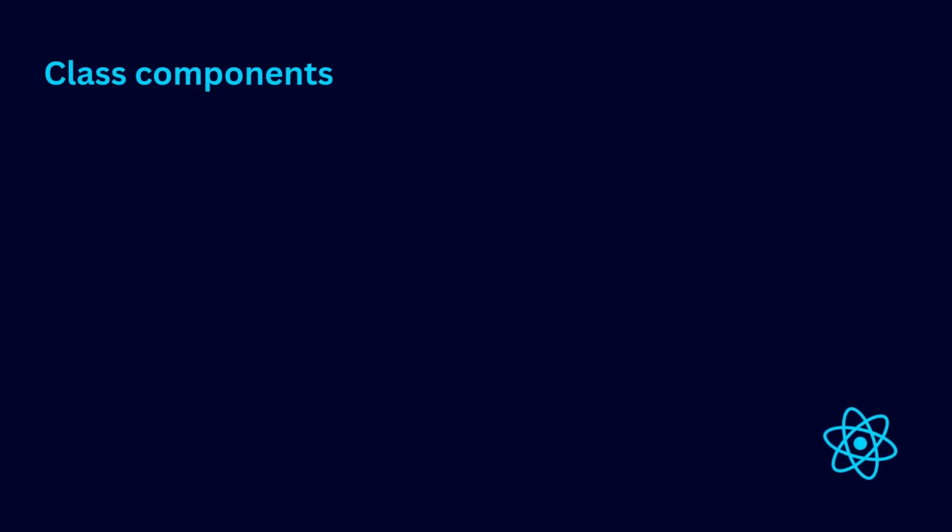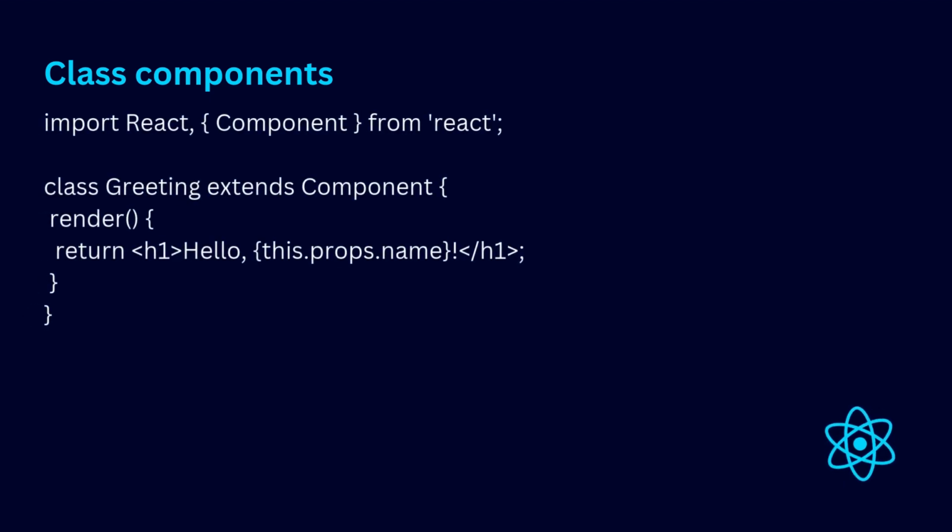Next, let's look at class components. Class components are a bit more complex. They use ES6 class syntax and must extend React.Component. Here is how a class component looks: import React, { Component } from 'react'; class Greeting extends Component { render() { return <h1>Hello, {this.props.name}</h1> } }. Notice the extra structure. We use the render method and we refer to the props using this.props.